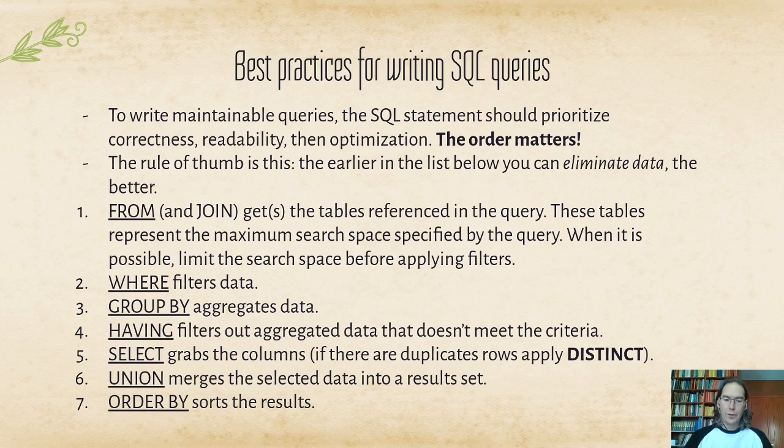WHERE filters data. GROUP BY aggregates data. HAVING filters out aggregated data that doesn't meet the criteria. SELECT grabs the columns. Avoid the star operator if possible. And if there are any duplicates, apply DISTINCT. UNION merges the selected data into result sets. And then ORDER BY sorts the results out.